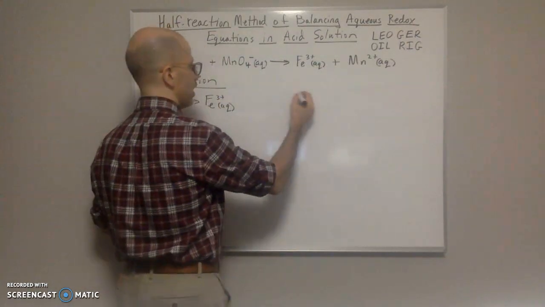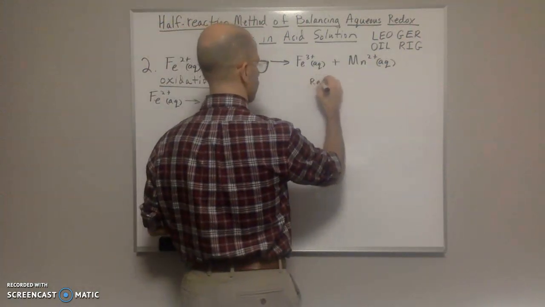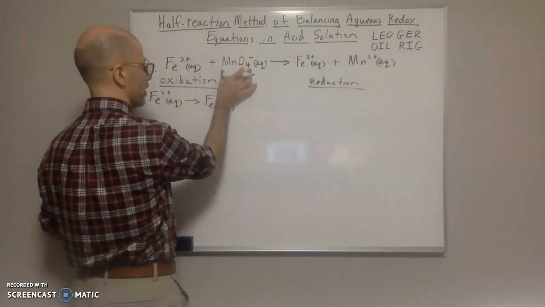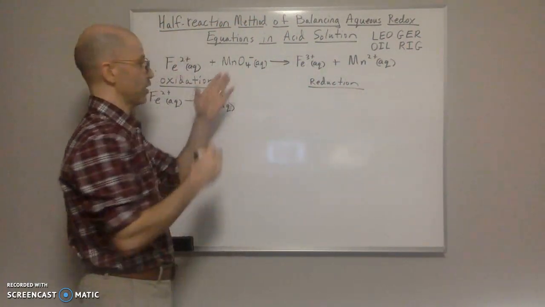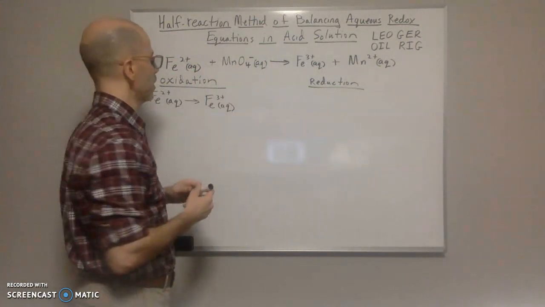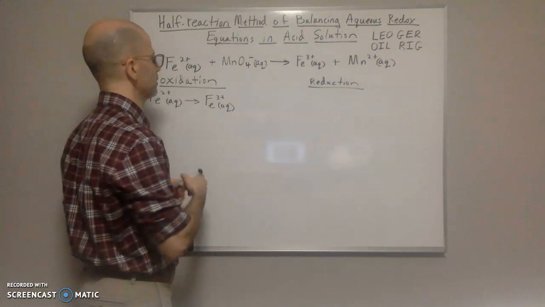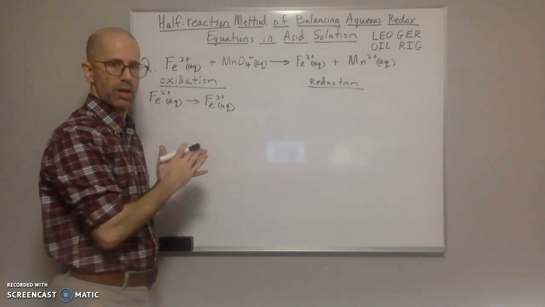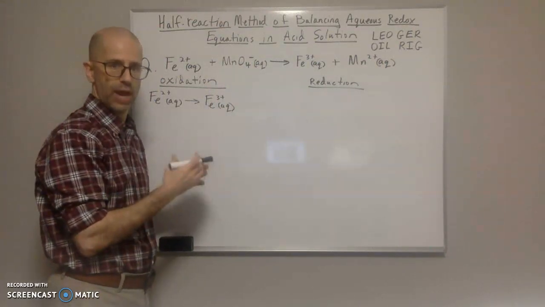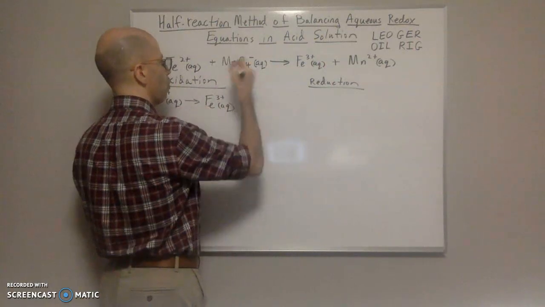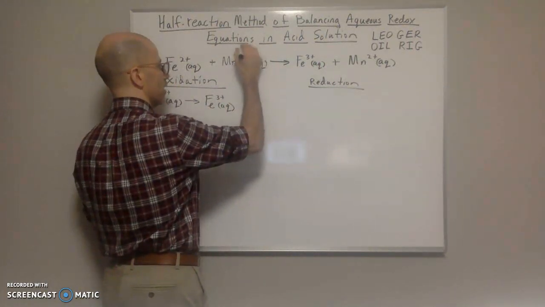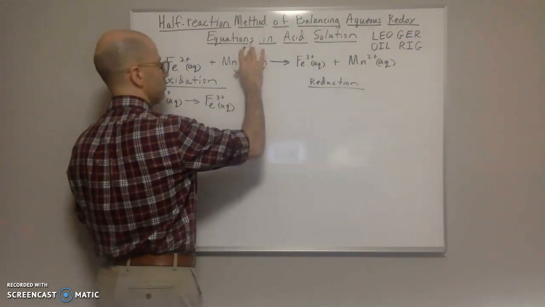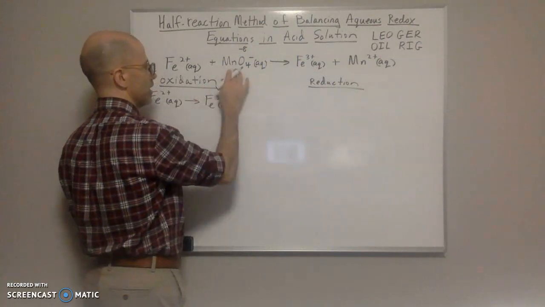And so the other half, the reduction, is the other part, this part here. In order to figure out what's being reduced here, you'll have to use your oxidation states. Since oxygen has a -2 oxidation state when it's part of a substance, and there are 4 oxygens here, that's a total of -8 oxidation state.